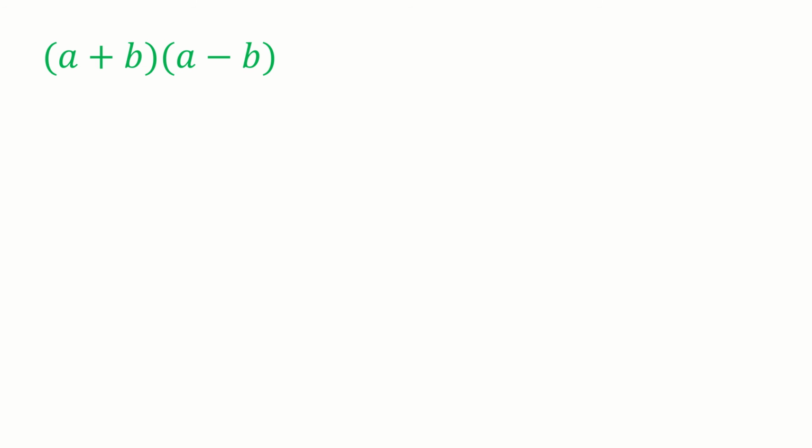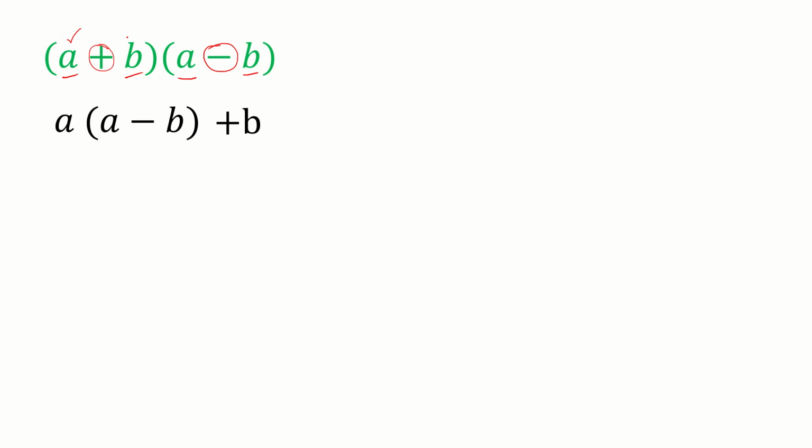As you can see, the first terms are the same, and the second terms are also the same except the sign in between, or the operation, plus or minus. So when we do the traditional way, we multiply the first term of our first binomial to our second binomial. So that's a times the quantity of a minus b.